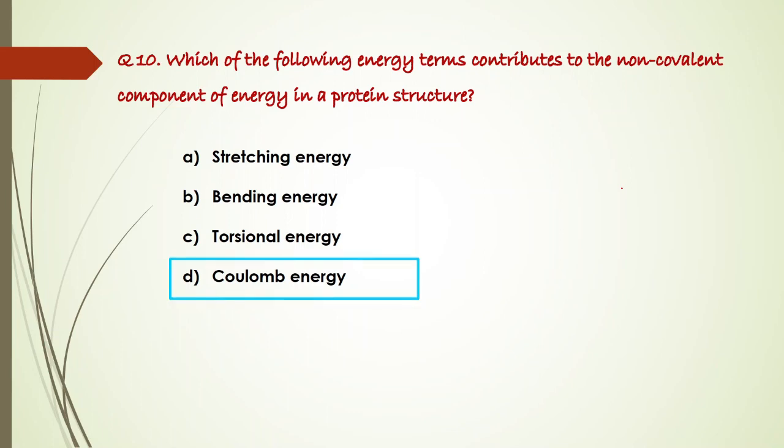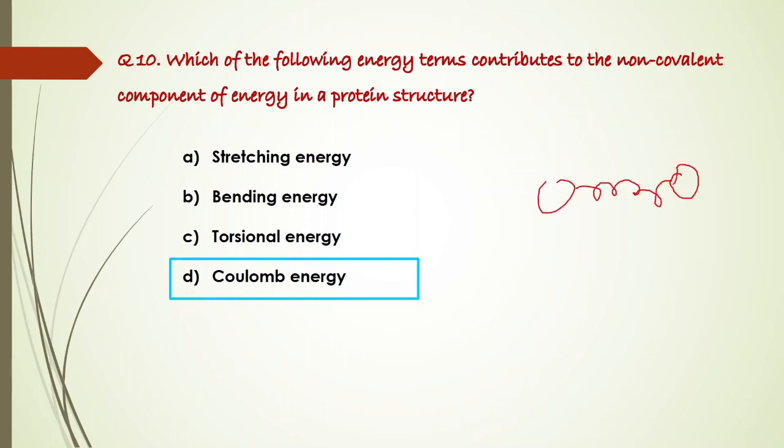It is Coulomb energy. As you have already learned in the lecture of Professor Dasgupta, there are two types of interaction. One is covalent, another one is non-covalent. Covalent interaction means the interactions that are happening in the bonds, bond formation. And in case of bonds, we can compare it to a spring. Two balls are attached to a spring. We can consider a bond like that.